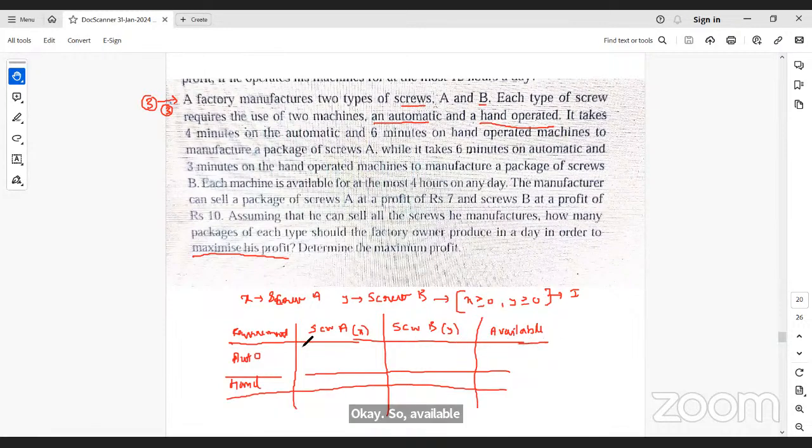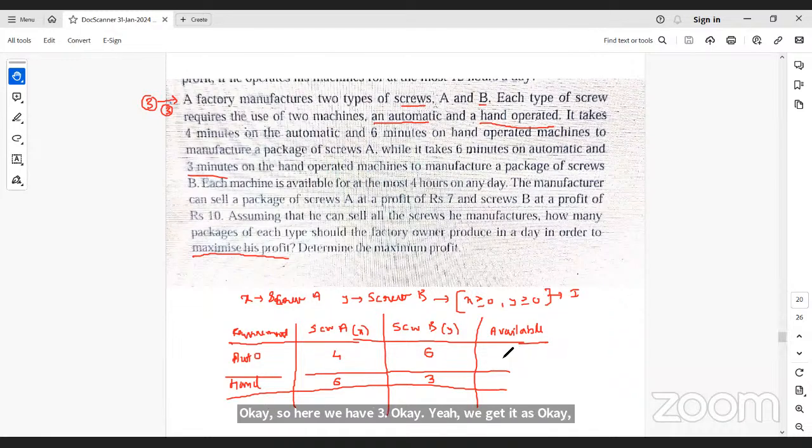Now pay attention. To manufacture screw A, we can use the automatic machine for 4 minutes, and hand operated for 6 minutes. Similarly, to manufacture screw B, we can use the automatic machine for 6 minutes, and the hand operated machine for 3 minutes. So here we have 3.